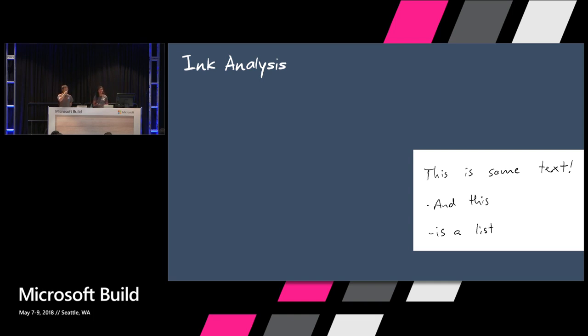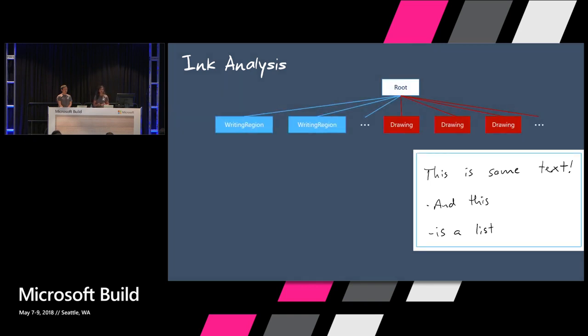Writing is inherently messy. With ink analysis, you can use our APIs to determine which strokes are composing writing regions and which strokes are composing drawing regions. And the ones that compose writing regions are those that compose words and characters. Now let's take a look at this example here. In just one step, we've understood that every ink stroke on this screen belongs to a writing region, or a word or character, and that there are no drawing regions on this screen.